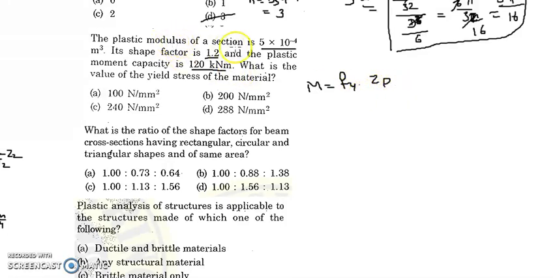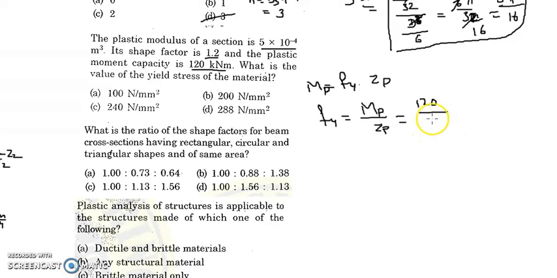Now the plastic modulus of the section itself is given, so it's not necessary for me. So Fy is equal to M by Z. Look at this plastic moment. This is Mp itself. So Mp by Z is equal to Fy. Right, so it is Mp here. Mp is 120 kilonewton meter.